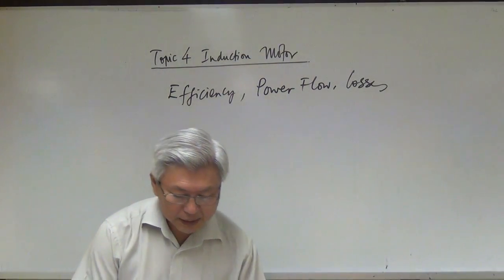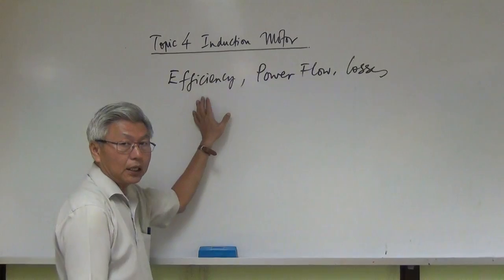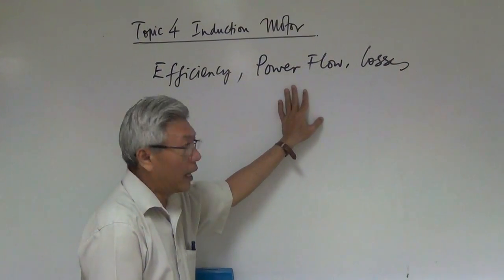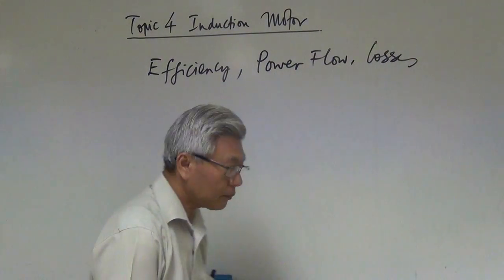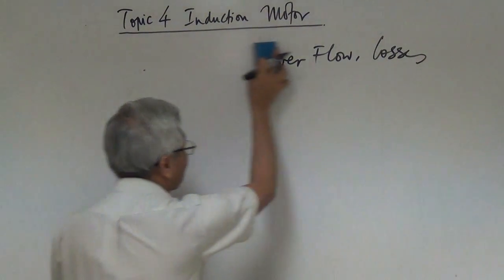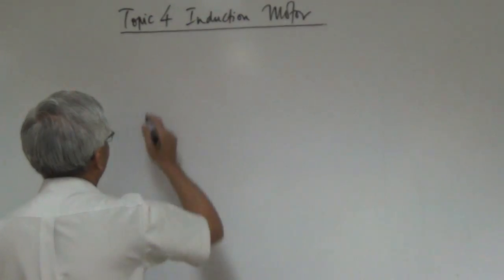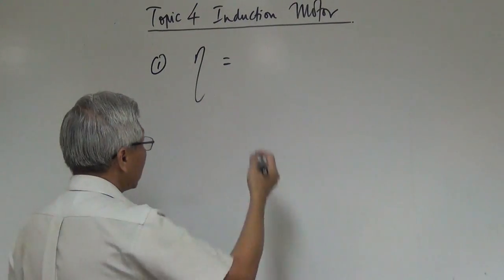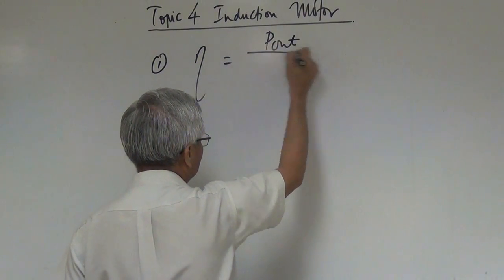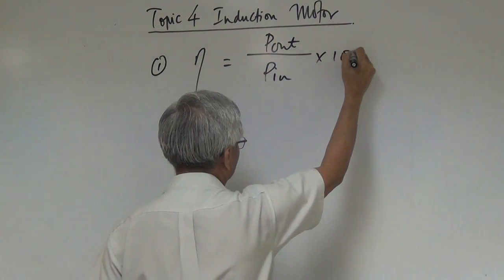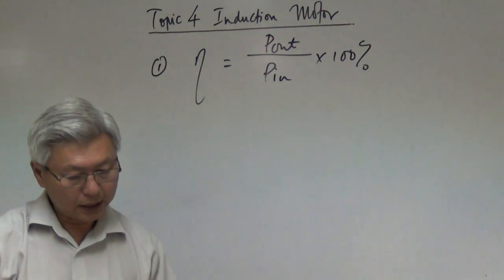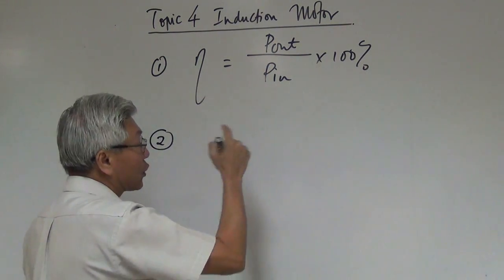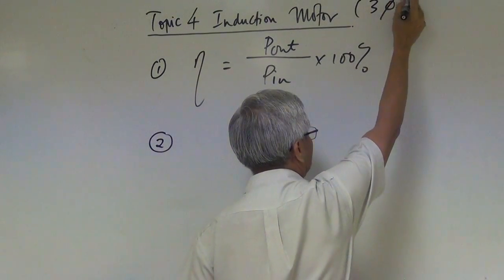So with that, now let's carry on with the efficiency, how to measure the efficiency of the induction motor, the power flow, as well as the types of losses. Now, efficiency of an induction motor or DC motor or even transformer is always the same formula: output divided by input multiply 100%. So that is efficiency. Okay, now we are in the three-phase AC topic.